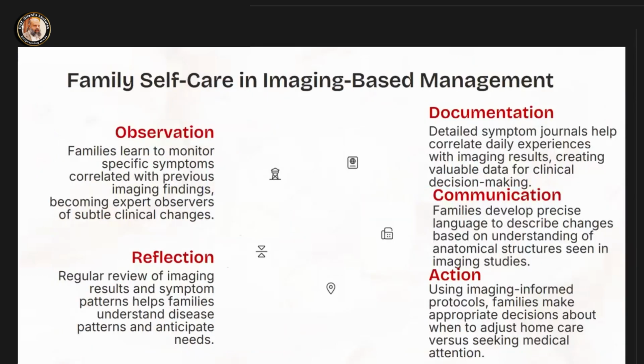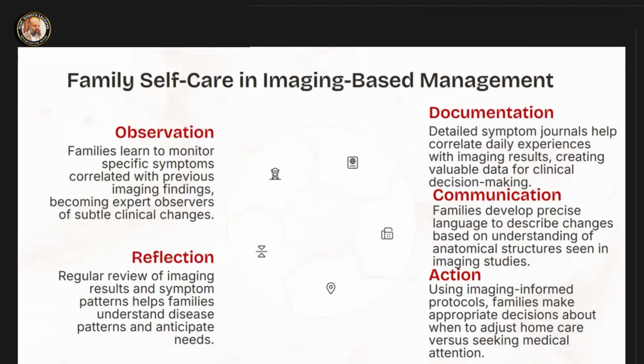The family self-care in imaging-based management. Observation: the families learn to monitor specific symptoms correlated with previous imaging findings, becoming expert observers of subtle clinical changes. Documentation: detailed symptom journals help correlate daily experiences with imaging results, creating valuable data for clinical decision making.